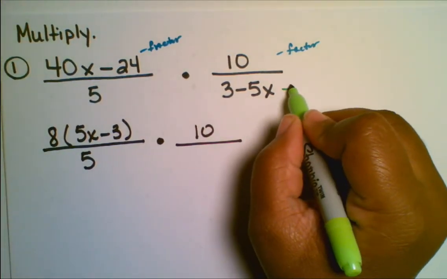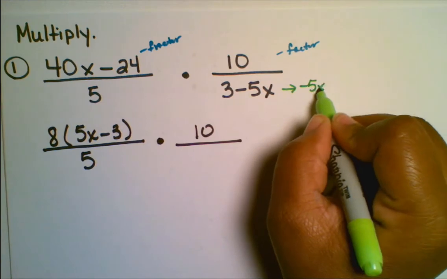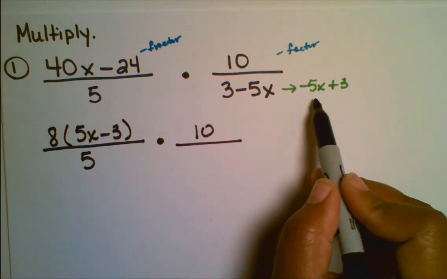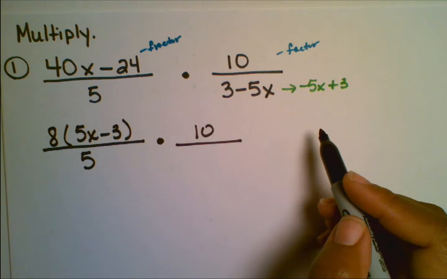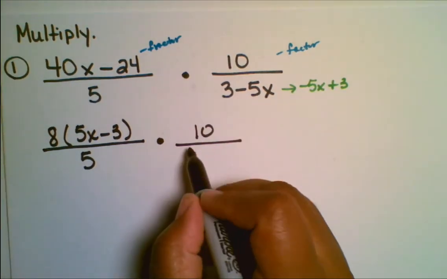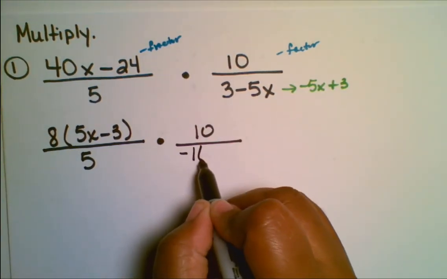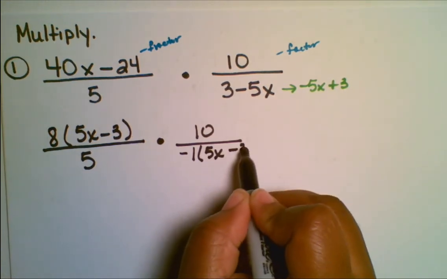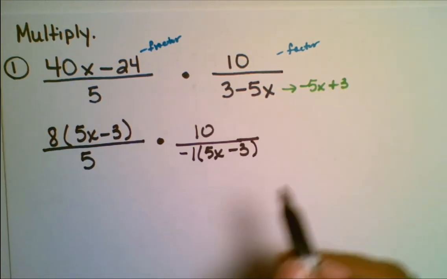Remember, we want our terms to be in descending order. So switch the terms around. And then what we will have to do is factor out a negative GCF. So we're going to factor out a negative 1, and then we're going to have a positive 5x and a minus 3, because remember the signs are going to change.